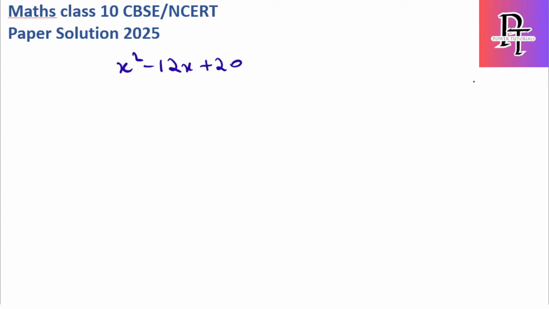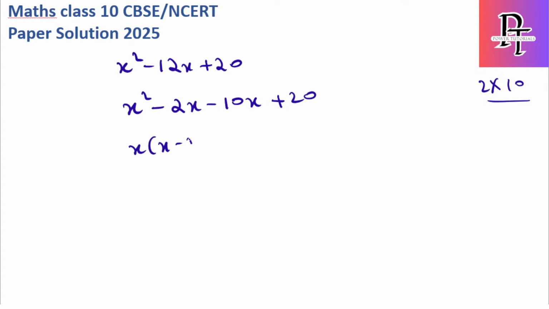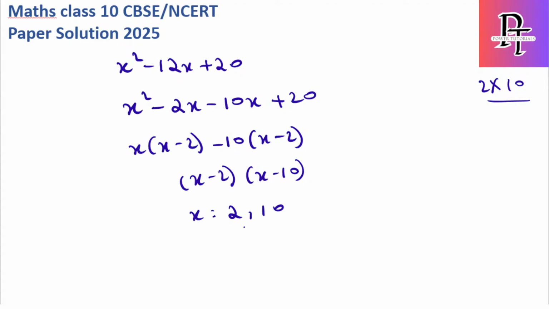What are the factors of 20? 2 and 10. This works because 2 plus 10 is 12. So this becomes x square minus 2x minus 10x plus 20. If I take 2x as common, I will get x minus 2, and minus 10 as common, again I will get x minus 2. So I'll get the values of x as 2 comma 10.